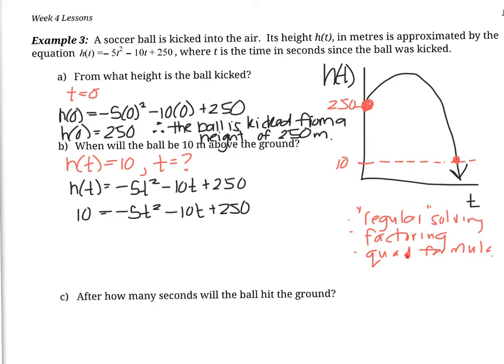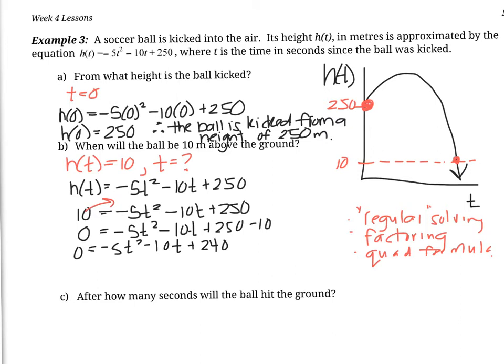Could I use quadratic formula? Quadratic formula will always work. It's long. If I can factor something really quickly, I'd rather factor it, but the quadratic formula will always work. So either if we're using the quadratic formula or factoring, I got to move this 10 over. So this is going to be 0 equals negative 5t squared minus 10t plus 250 minus that 10. So this is going to be negative 5t squared minus 10t plus 240.